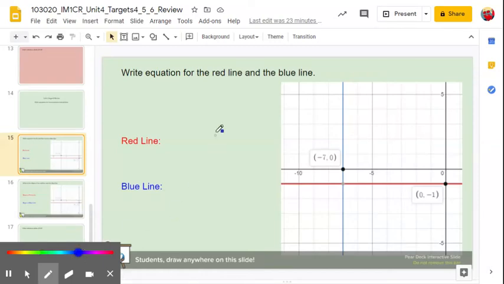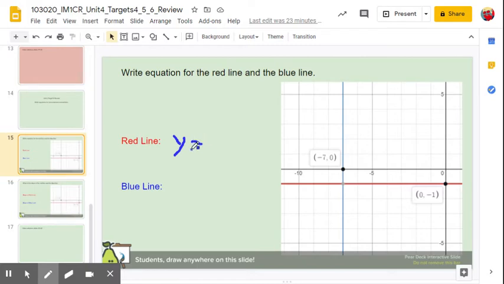All right. Question asks us to write the equation for both the red line here and the blue line. So for the red line, it is a horizontal line. So all we do is we know it's going to be y equals whatever the y value is on that horizontal line. So you can see it crosses the y-intercept at (0, -1). But no matter where you go on that line, the y coordinate for every point on that red line is -1. So we just say y equals -1.